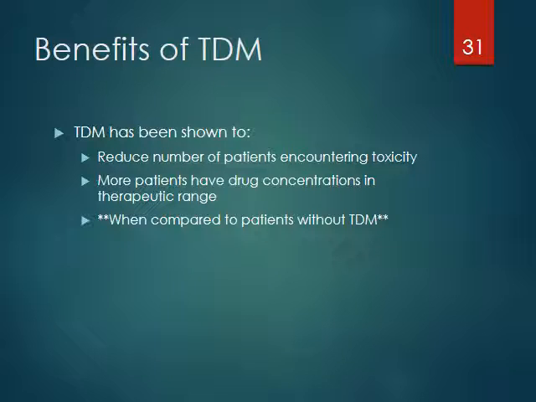So some of the actual benefits that we've seen with therapeutic drug monitoring in the literature, one, it's been able to reduce the number of patients who encounter toxicity. So again, especially those who are not clearing the drug as well, you can find those patients and change their dose prior to them becoming toxic. More patients have drug concentrations that are within a therapeutic range, meaning you have more therapeutic successes for those drugs.